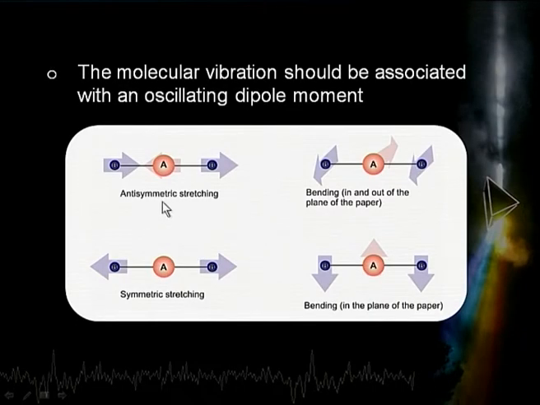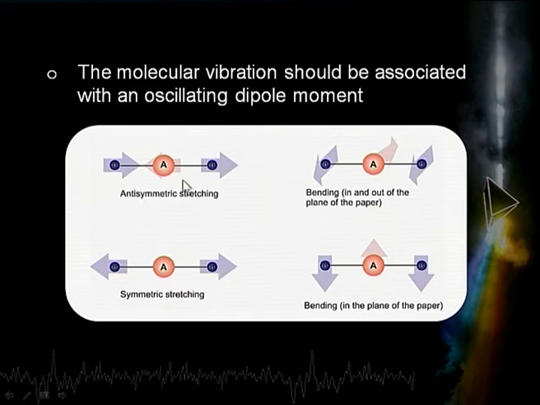To understand that, we have to see what different kinds of vibration a molecule can execute. In one typical vibration of carbon dioxide, this A here represents carbon, and these two small balls here are my oxygens. So, this is my CO2 molecule. Now, this mode of vibration is called asymmetric stretching or antisymmetric stretching.